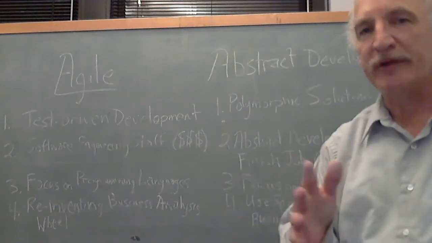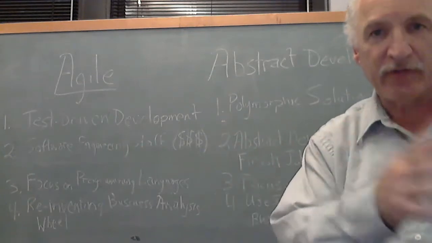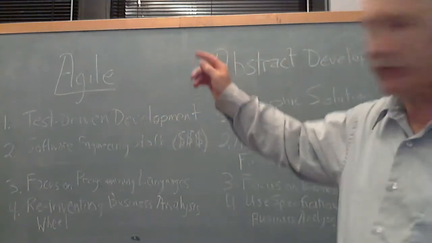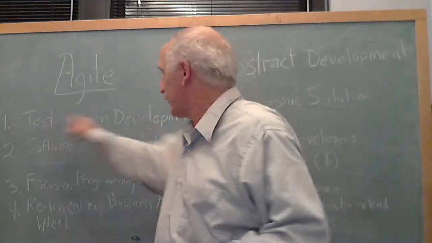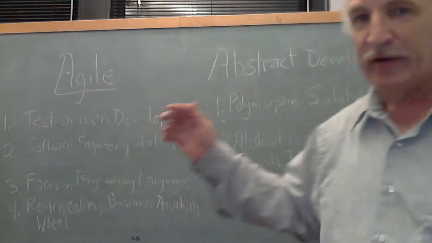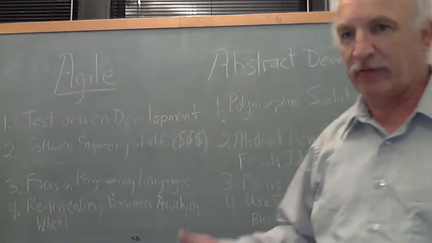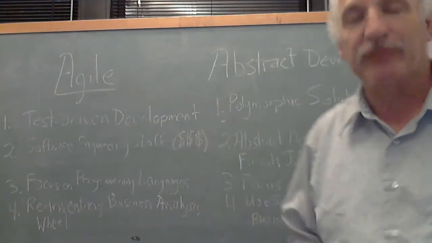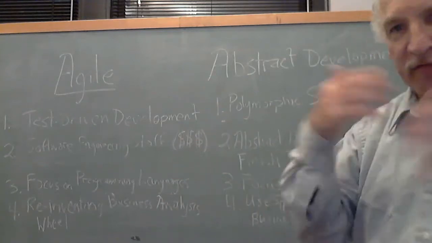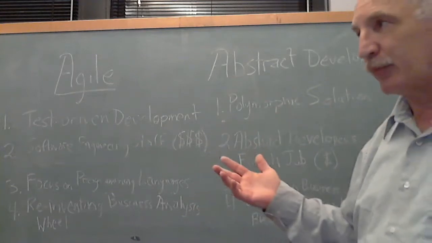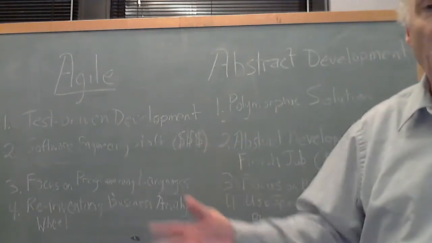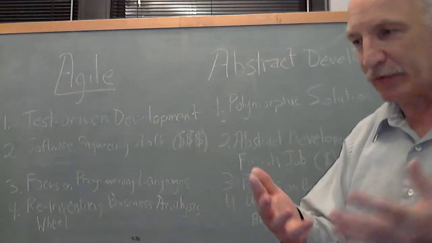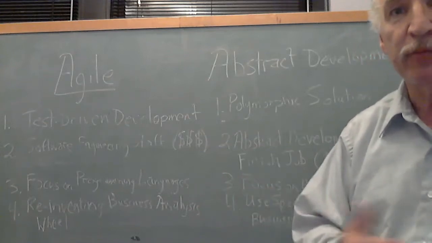This video explains some of the differences between Agile and abstract development. Now, under the Agile system, it's test-driven development. This means you put something out there and see if it works or not, and if it doesn't, you go back and try to fix it. It's a constant cycle of producing something that the customer probably doesn't want or is not an efficient solution to the particular problem that they have.